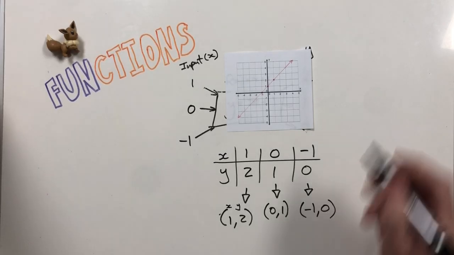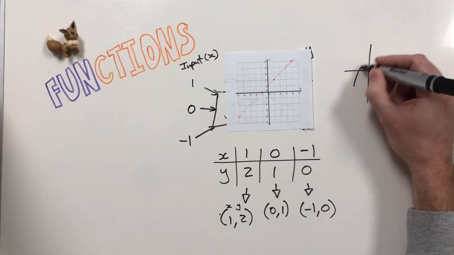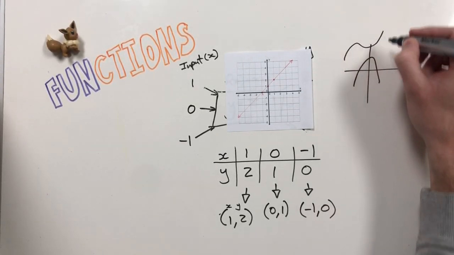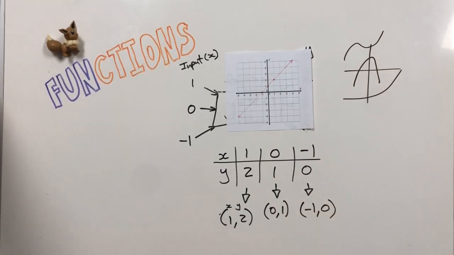Why does it matter if it's straight? Because we get other functions that are not straight. They might look like this, or they might look like that. So something special about this function, a linear function, is that it is a straight line.